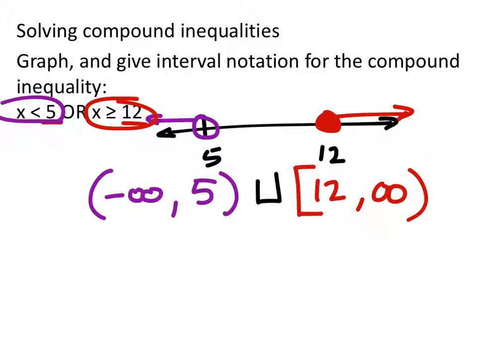So this would be the interval, and we've already seen some intervals, right? So this is just kind of like having two intervals to demonstrate the one compound inequality. But again, we need the two intervals because on the number line we have the two lines going in opposite directions there in purple and red.